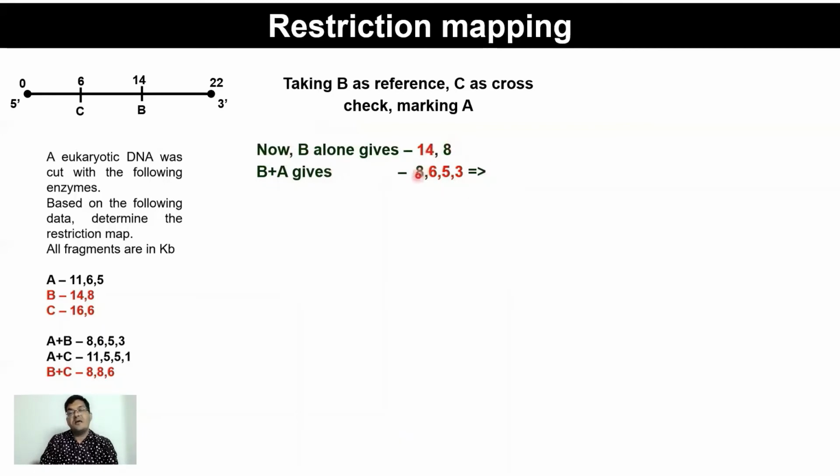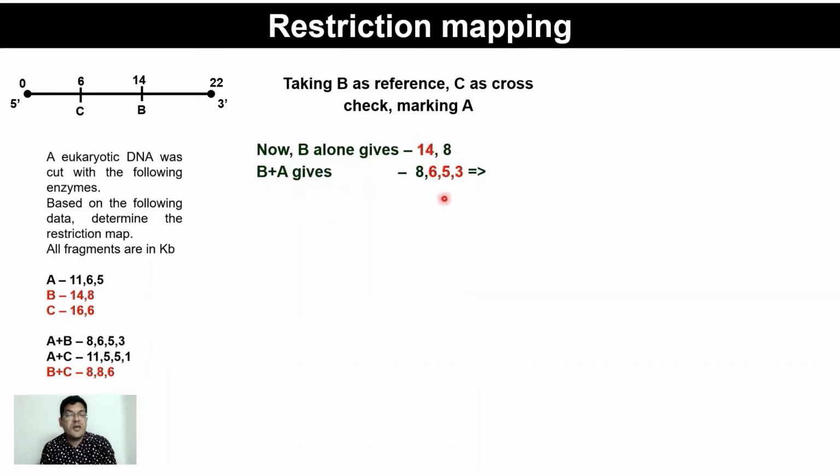If you see, the 8 kb fragment of B remains intact on double digestion with A, which means all the A cut sites are within the 14 kb fragment of B. So this is very clear now: all the A cut sites are in this region, not in the 8 kb fragment of B. 6 plus 5 is 11, 11 plus 3 is 14. So this 14 kb fragment of B splits into 6, 5, and 3 on double digestion with B plus A.